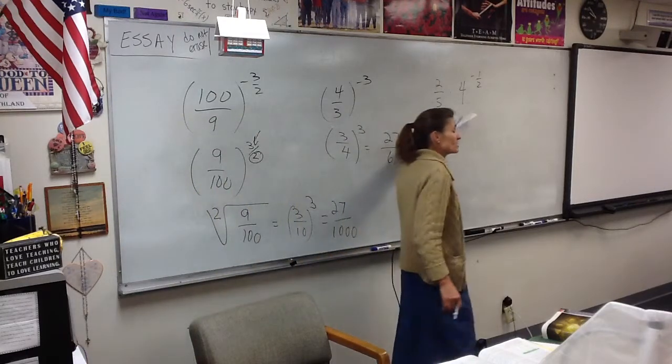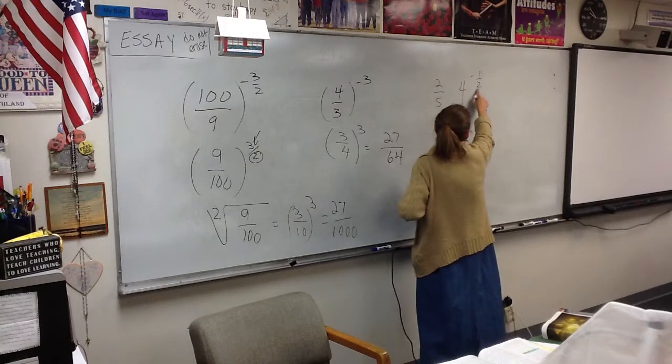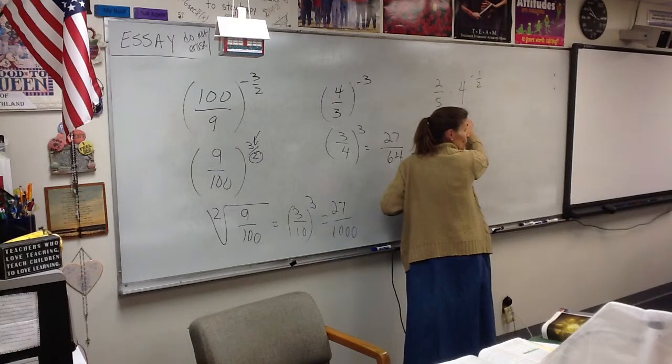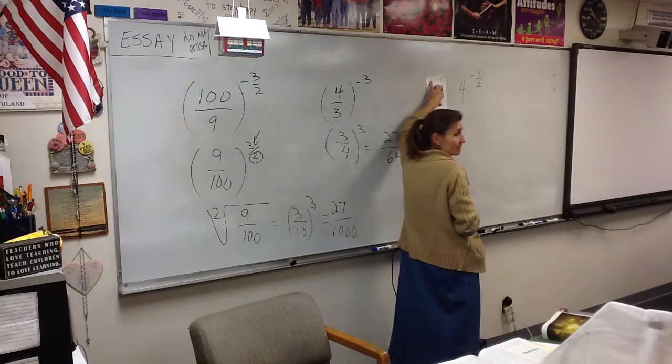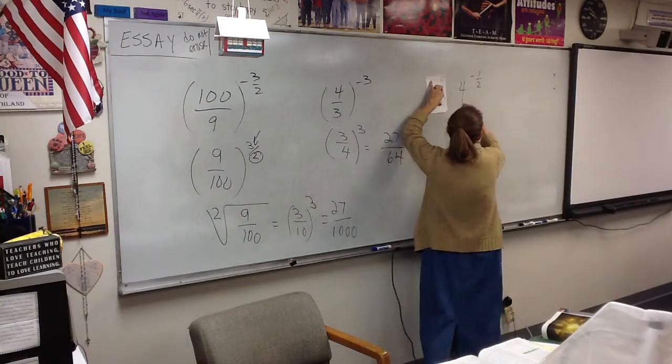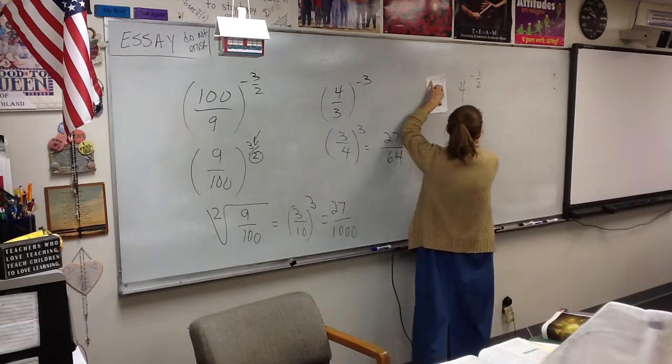All right, let's look at this one. Now, that negative 1/2 only goes with the 4. Would you agree with me? So I'm not going to do anything with this for a minute. I'm just going to hang on to that. What do I do with this? That's a negative exponent. So I'm going to make it 1/4, right?